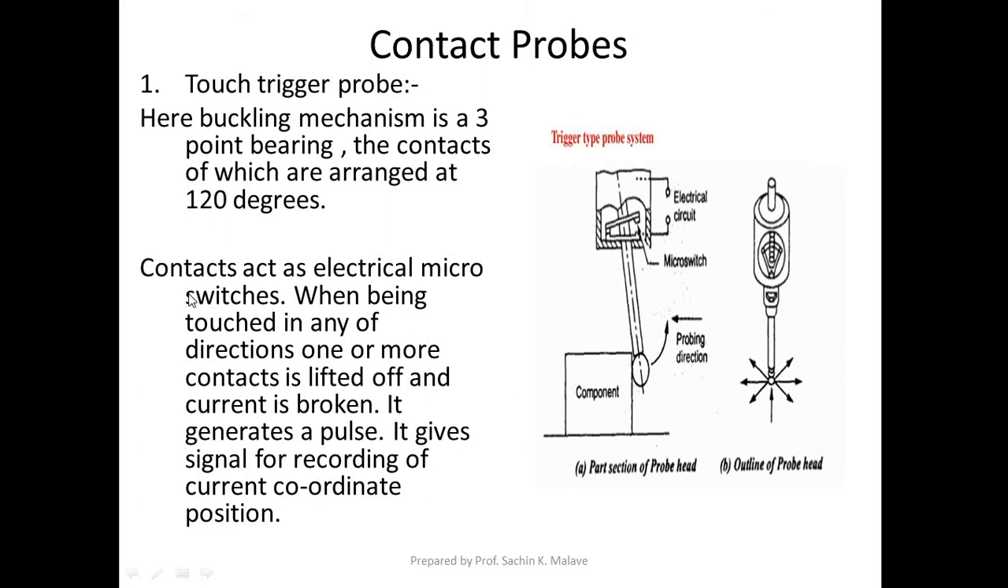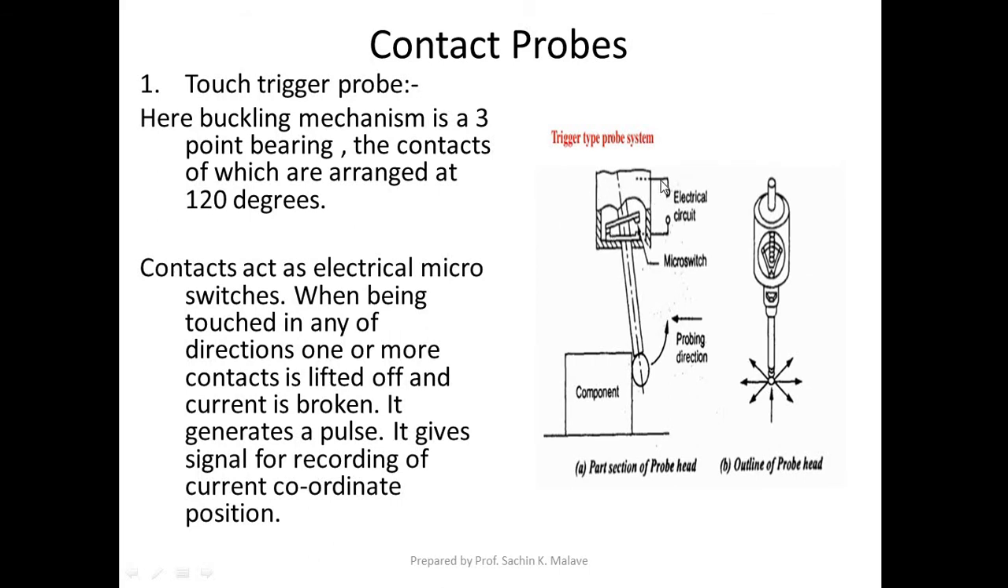It is like an electrical circuit, and this contact acts as a micro switch. So what happens when the head of the probe touches a component in one or more directions? The contact gets lifted. So you can see this contact gets lifted off, and whatever current was flowing in this circuit gets broken. So it is like an electrical switch in open condition.